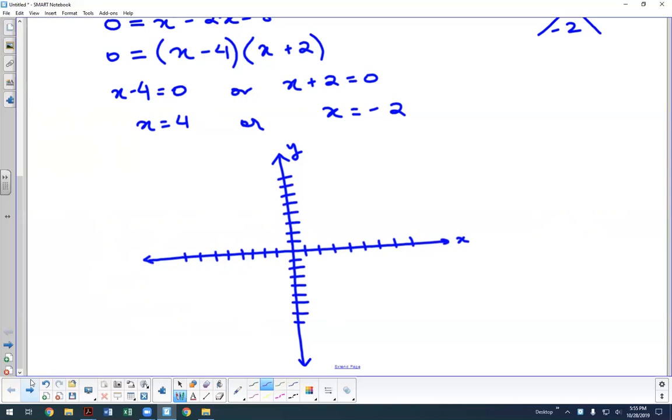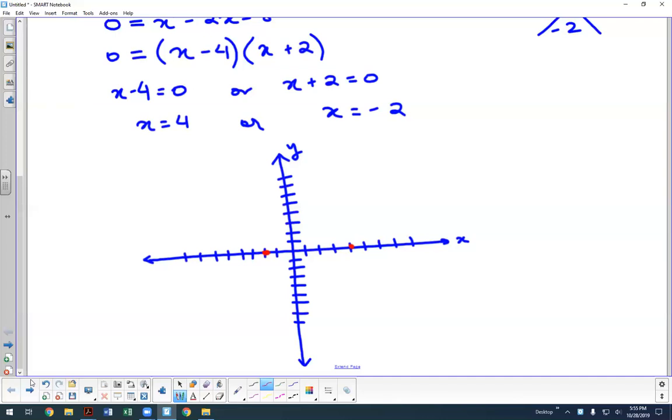So we've got +4, we've got -2 as our, well, x-intercepts, where the graph will cross the x-axis at. So obviously that's not enough information.